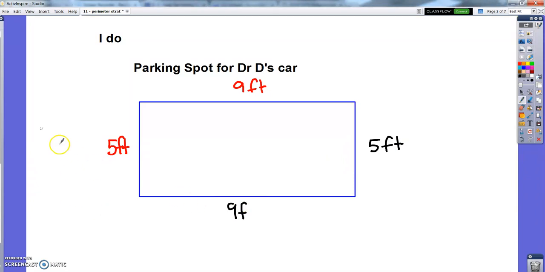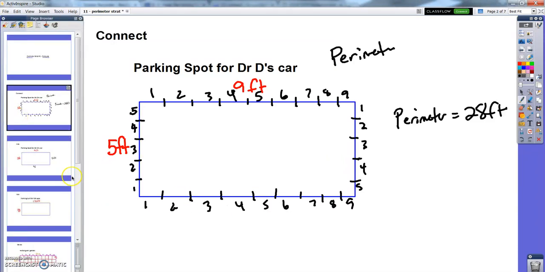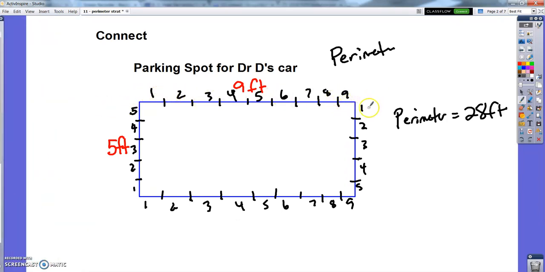And what I ended up doing, if you paid attention back when I partitioned it, is I had 9 feet on this side, and then I added 5 feet on this side, and then I added 9 feet on this side, and then I added 5 feet on this side. So really all I ended up doing to get to 28 was do 9 plus 5 plus 9 plus 5, and if you do a little math in your head, I just added up the lengths of all those sides, and I really got 28 feet.